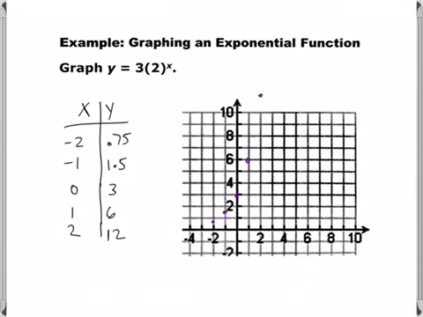So that's kind of off the graph. And so now I'm going to connect my points. So as it goes to the right, it's increasing, but as it comes back towards the left, it's getting infinitely close to the x-axis, but never crossing it. And so this is what our graph looks like. Try to make it as smooth of a curve as you can. And so this is our exponential function.